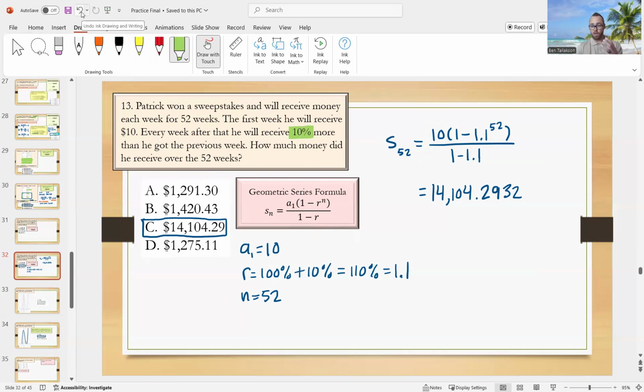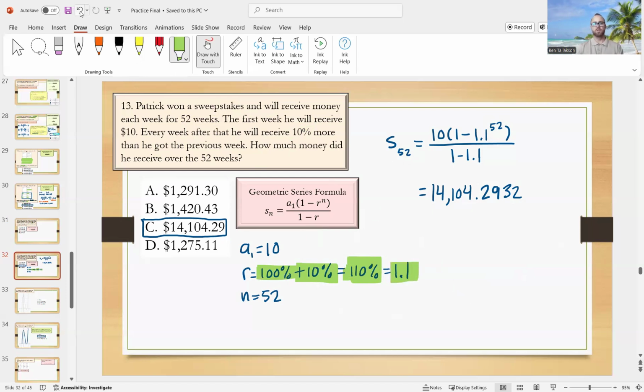He's getting 100%, like week 2. Let's go back to week 1. Week 1, he's getting $10. That is 100% of $10. Week 2, he's getting that $10 plus an additional 10%, correct? So that would be 100% of what he received before, plus an additional 10%. That is 110% of what he received previously, resulting in a decimal of 1.1, which is our rate.